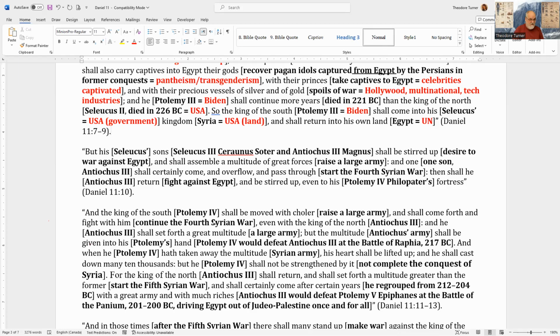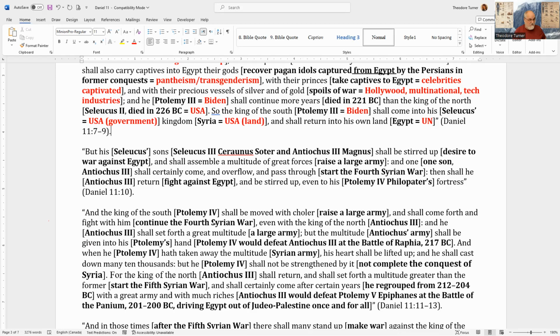So we have the fortress of the king of the north, but here we have the fortress of the king of the south. And the king of the south, Ptolemy IV, shall be moved with choler, raise an army, and shall come forth and fight with him, continue the fourth Syrian war, even with the king of the north, Antiochus III. And he, Antiochus III, shall set forth a great multitude, a large army. But the multitude, Antiochus's army, shall be given into his, Ptolemy's hands.